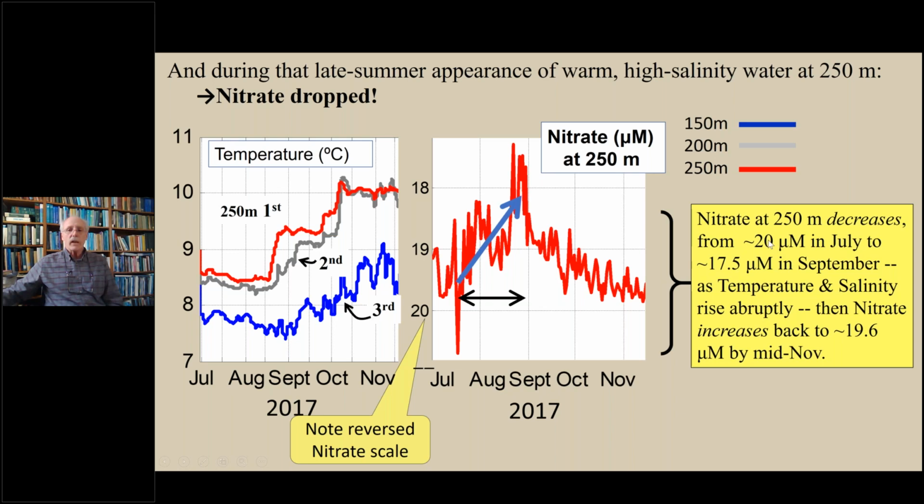It started out at about 20 micromoles in July, and it decreased to about 17.5 in September as both temperature and salinity abruptly rose. Nitrate then, after this event, from about this period forward, is more constant, either through simple diffusion, but it seemed to adjust back to a level of about 19.6 by mid-November. So, what is that water?